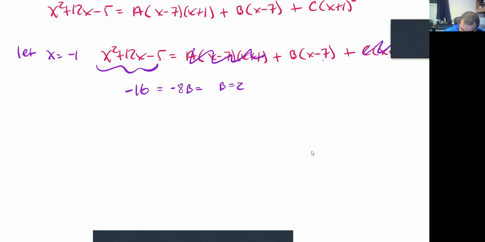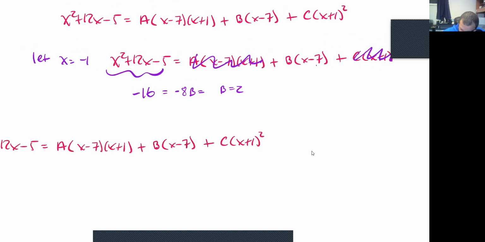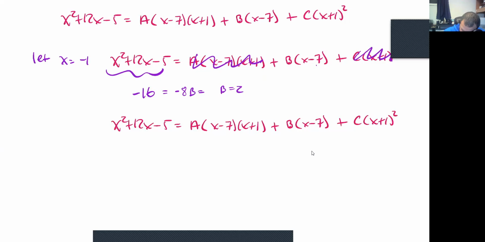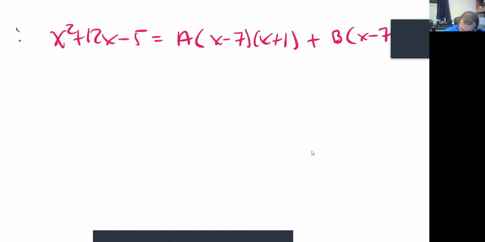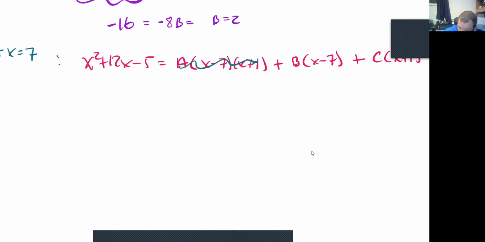If we let x equal 7, then this goes away, and this goes away. We're left with 7 squared, 49, minus 5 is 44, and 12 times 7 is 84. 44 plus 84 is 128. We're going to get 7 plus 1, so 8 squared, which is 64. So 64C is equal to 128, so C is also equal to 2.